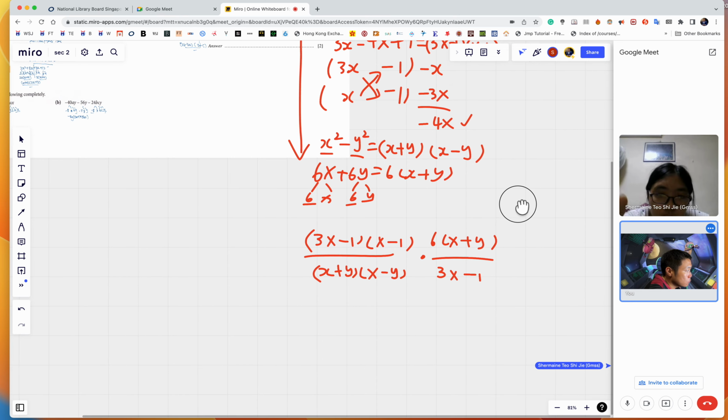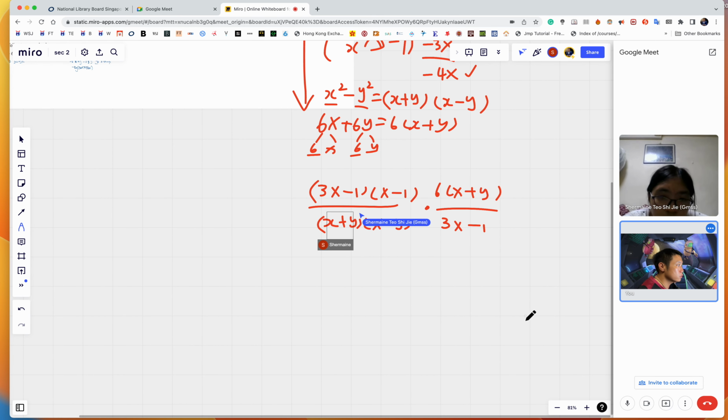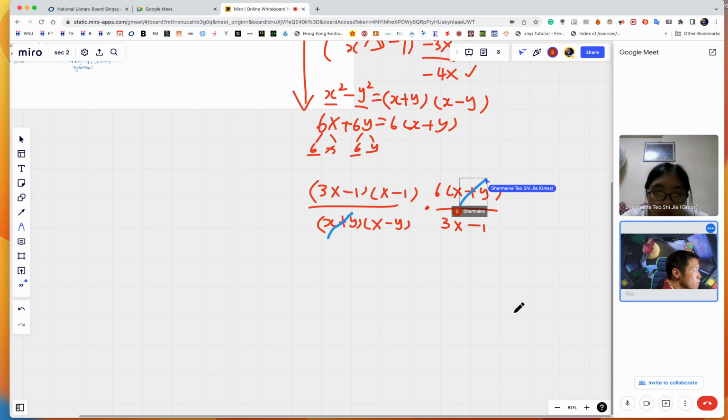Okay, let me just move it. Can you move your cursor? Yeah, yes. Wait. You need to be consistent, okay?